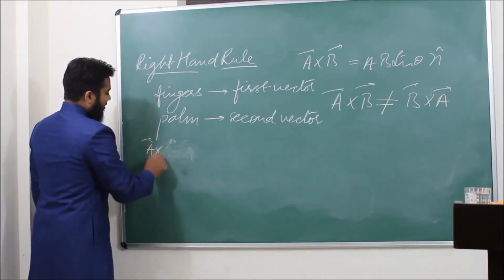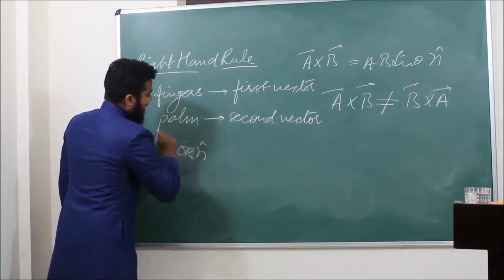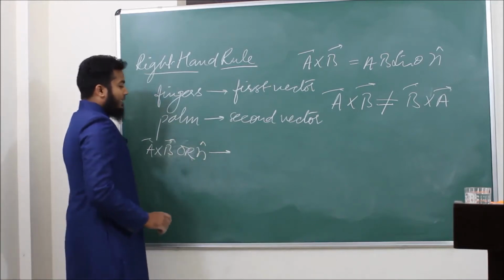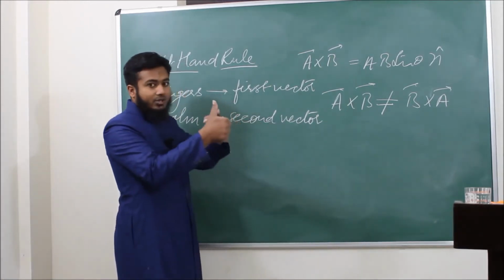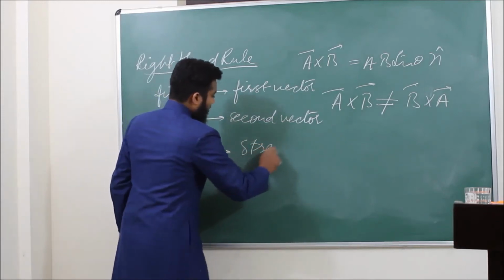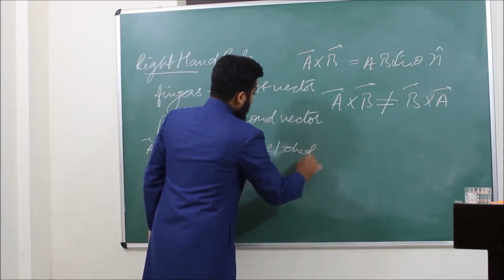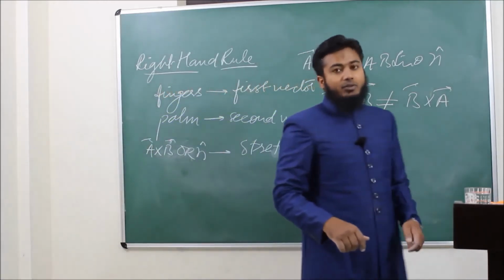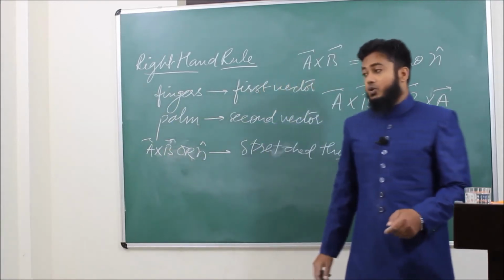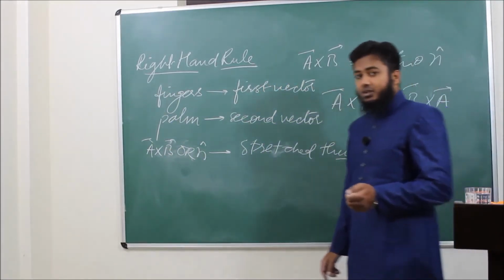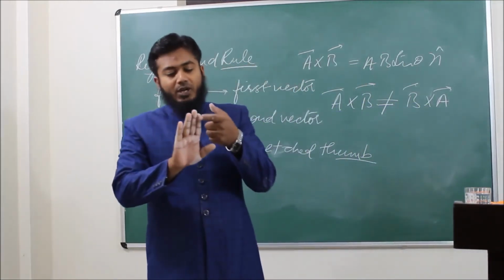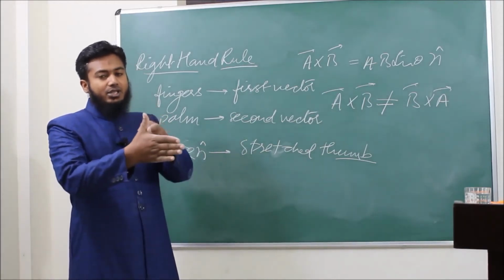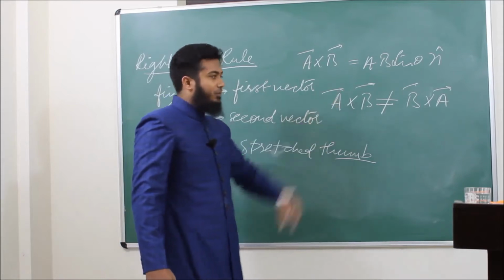Then the direction of A cross B or n cap, they are the same. The direction of A cross B and n is the same. This direction will be along your stretched thumb. The stretched thumb of your right hand will give you the direction of this n cap or simply A cross B. So to find the direction of A cross B, keep the fingers of your right hand in the direction of the first vector and your palm towards the second vector. Then the stretched thumb will give you the direction of A cross B.